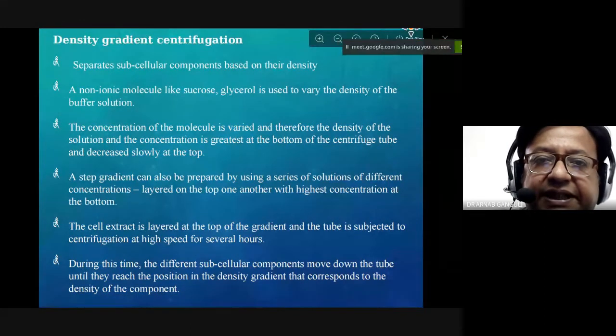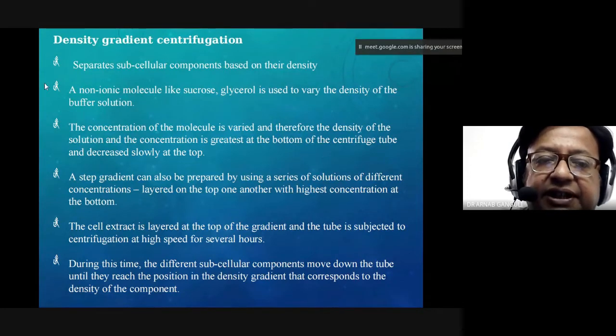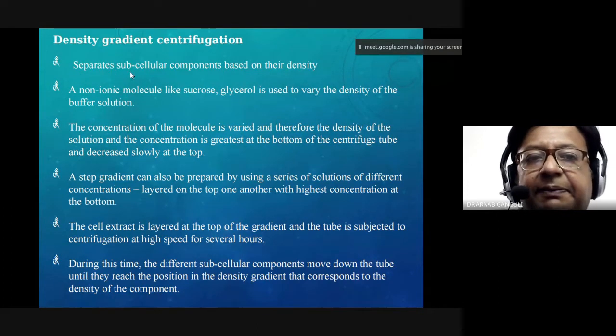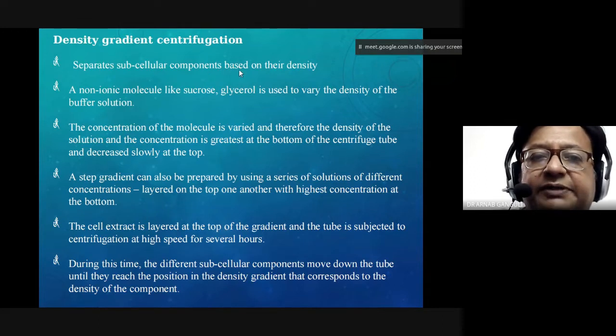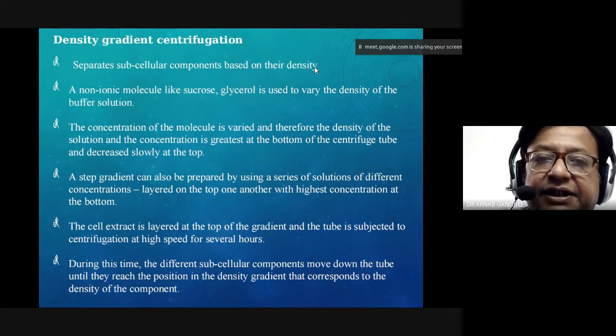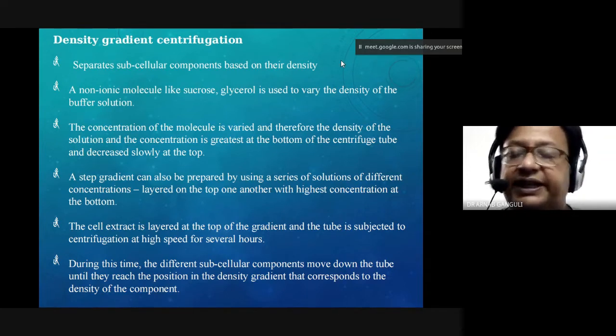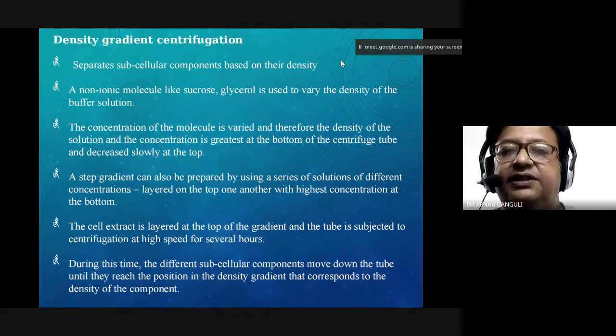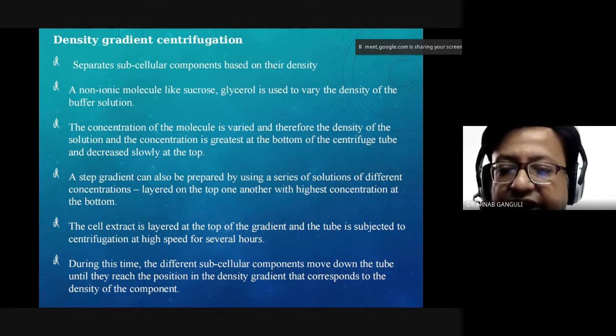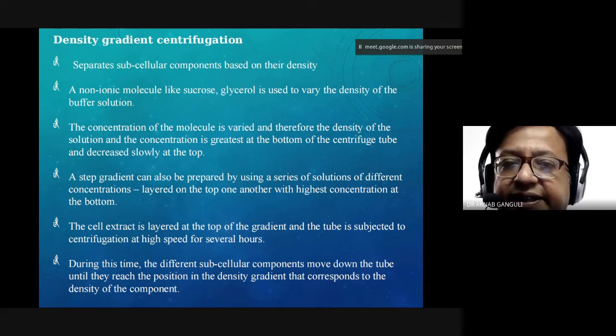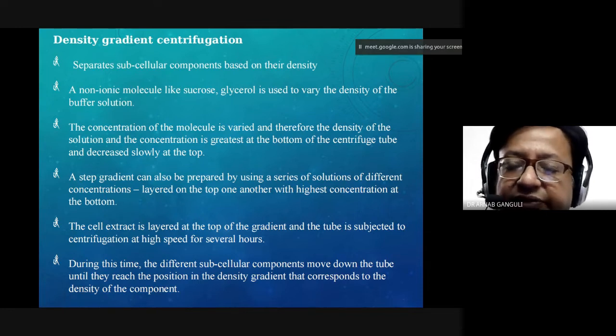So just a brief introduction, what is density gradient centrifugation? It separates subcellular components based on their density. So mitochondria has got a different density. You take 1 gram of cells, say liver cells. The mitochondria of all the liver cells, they have a density. The nucleus has got a different density. Ribosomes have got a different density. So everybody has got a different density.